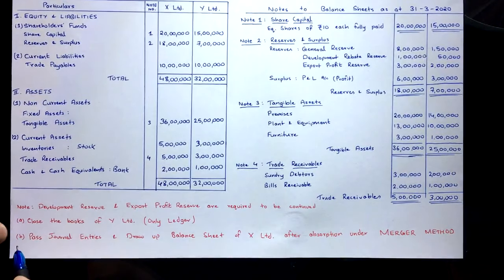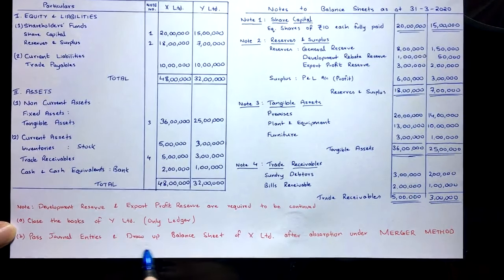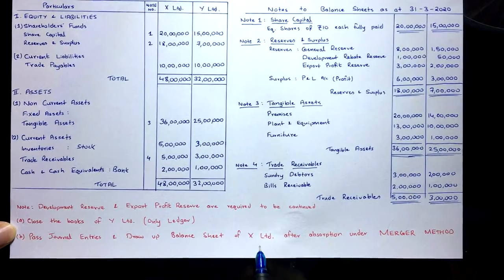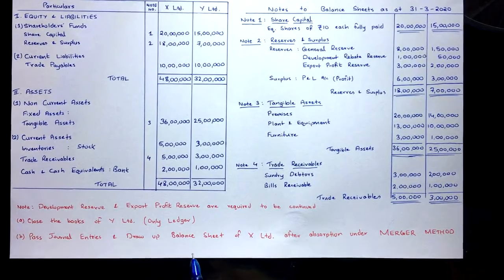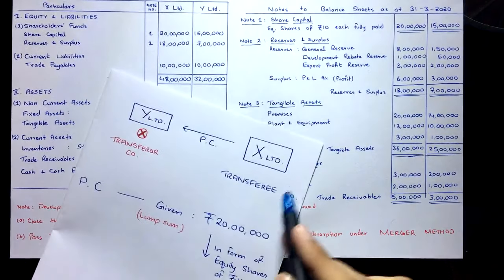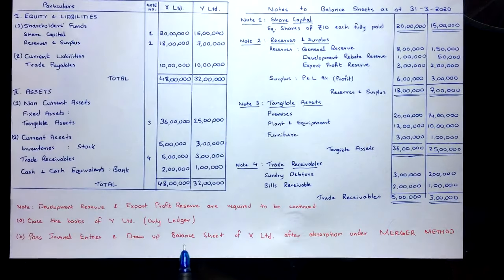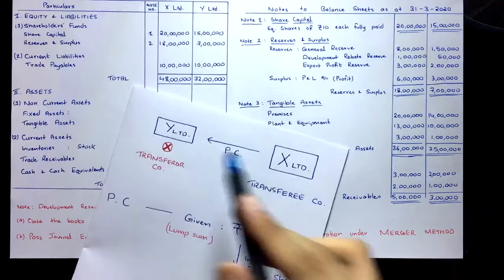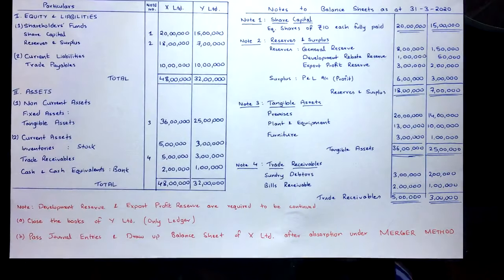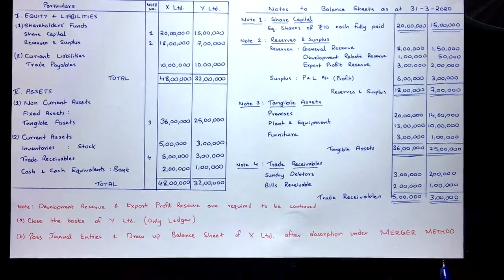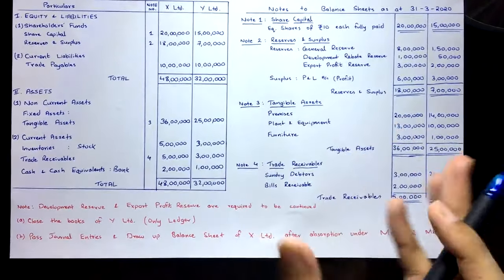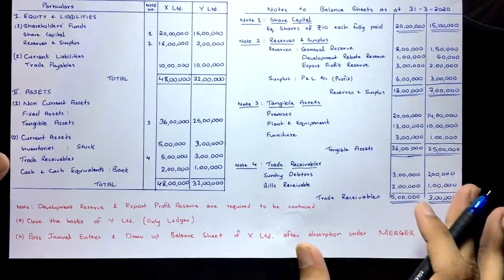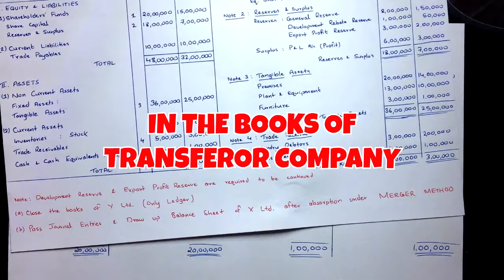And then the second question, see here: pass journal entries and draw a balance sheet of X Limited. Here they are asking us to pass the journal entries in the books of the transferee company, the new company X Limited, and also draw the balance sheet after the amalgamation, after the absorption, under merger method. See here, specifically they have said this is merger method. Merger method is very simple. We take all the assets and liabilities at the book values and add them together. It's very easy. Let's solve this problem.